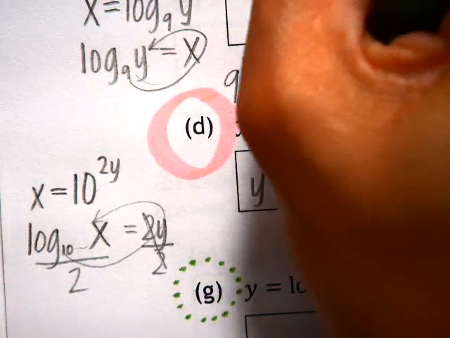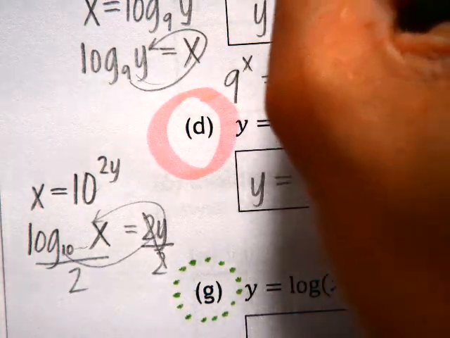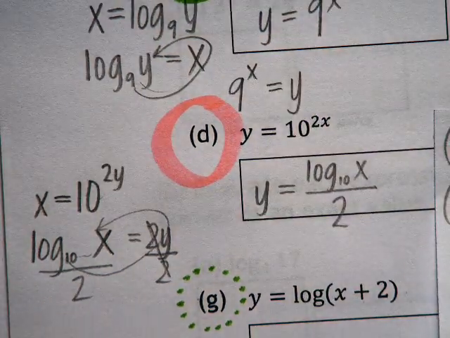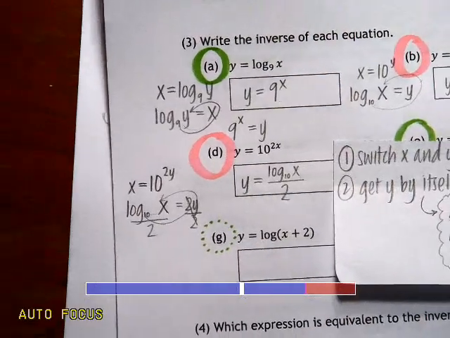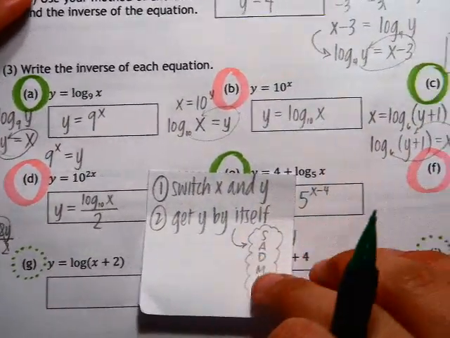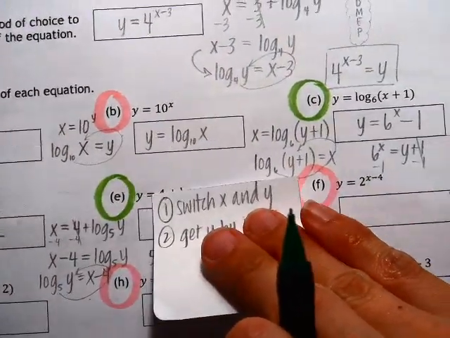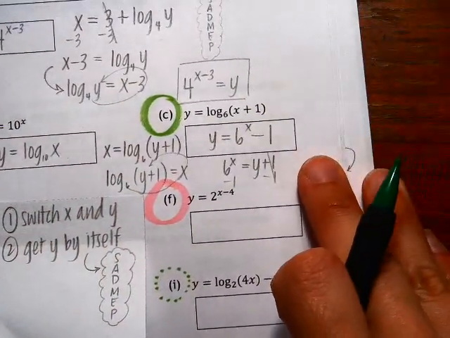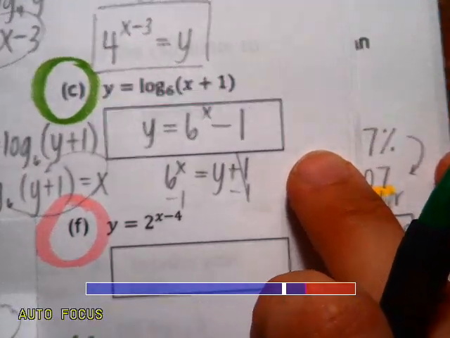Y equals log base 10 of x, all divided by 2. Let's try another one just to make sure that the idea makes sense. Hopefully with some consistency here we can start to see a repeated pattern. Let's try letter F. In letter F we have 2 to the power of x minus 4.